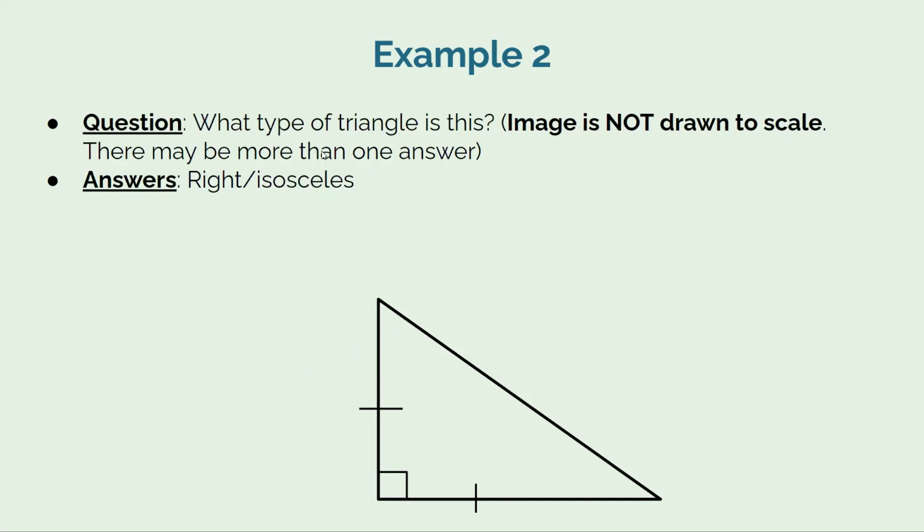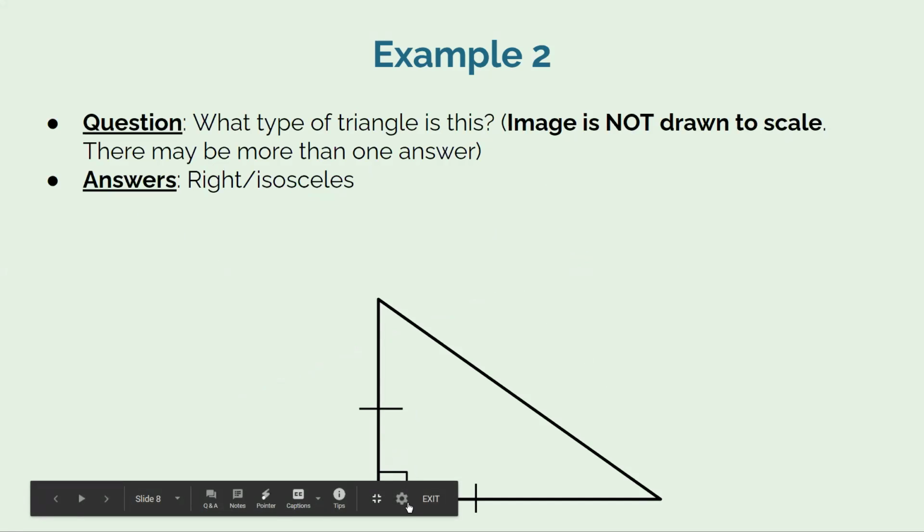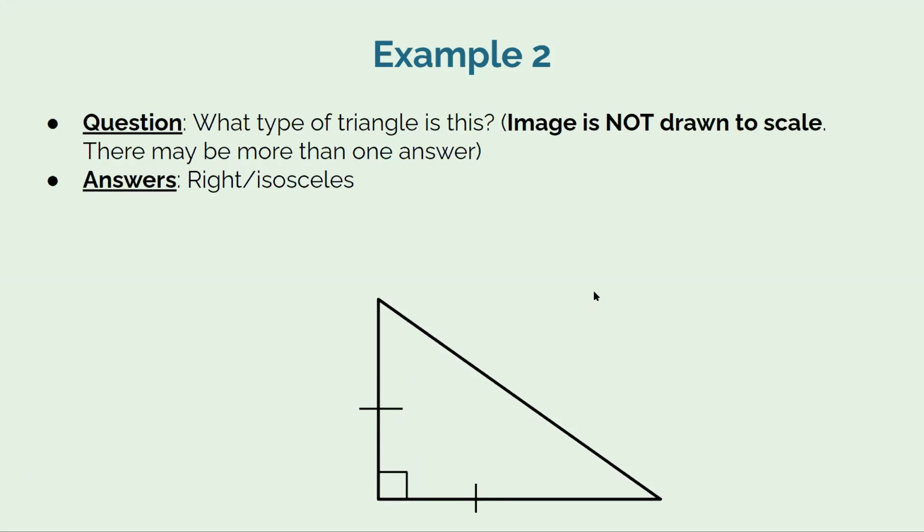So we know that it's a right triangle based off the square, which indicates a 90-degree angle. We also know that it's an isosceles triangle based off of the tick marks. Since 2 sides have the same 1 tick, that indicates that both of these sides are of equal lengths, and triangles that have 2 sides of equal lengths are isosceles triangles. So the correct answer is right and isosceles.